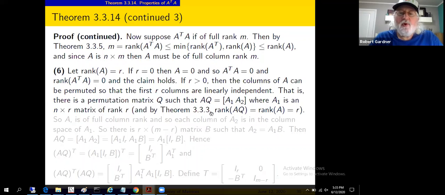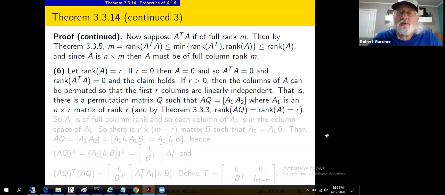Theorem 3.3.3 said the rank of AQ equals the rank of A. That dealt with taking a matrix and multiplying it by a product of elementary matrices, if memory serves. And that doesn't change rank, was the claim there. And that's exactly what we've got here. So we've got the rank of AQ equals the rank of A. It's this parameter R.